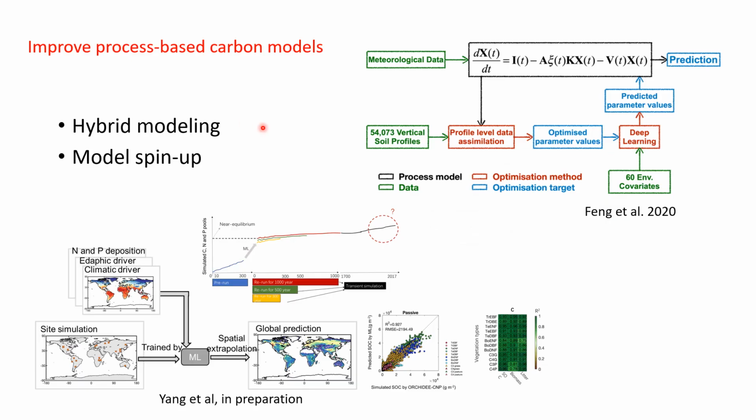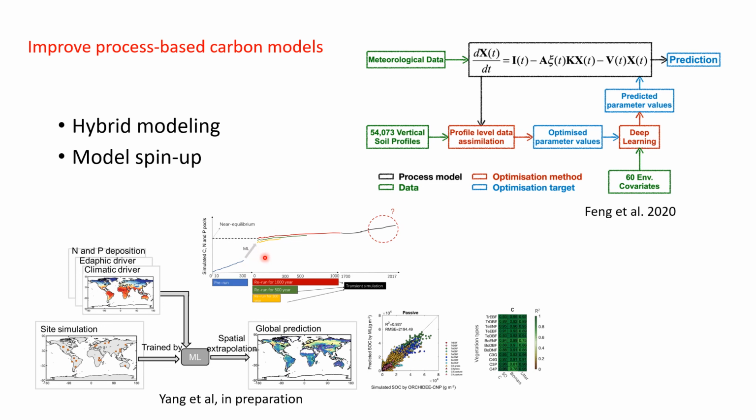In addition to understanding drivers, machine learning could be used to improve process-based carbon models in different ways. Here I took 2 examples. One is from Feng's study, in which machine learning is combined with data assimilation, process-based models, and big data to improve process-based prediction of soil carbon. Feng will give a more detailed explanation in his lecture.